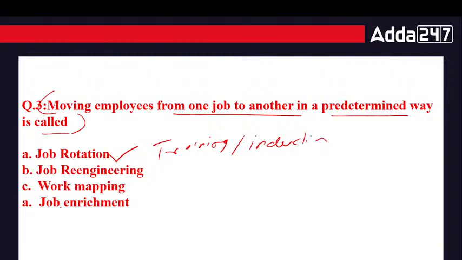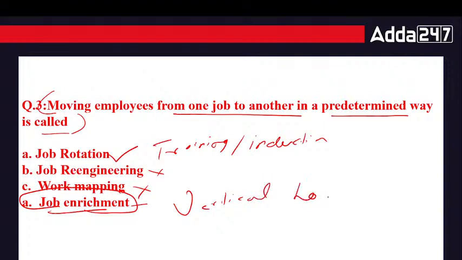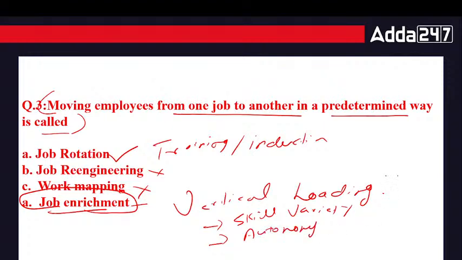Now what is job enrichment? These two words you don't have in your syllabus. What is job enrichment? Job enrichment is vertical loading of the job. That means you are having some more roles, you have skill variety, and apart from skill variety you have autonomy. So all this is the vertical loading of the job.